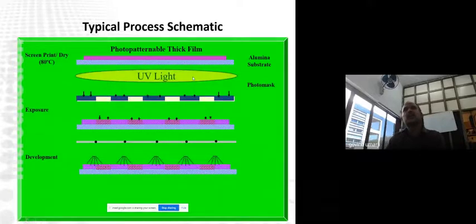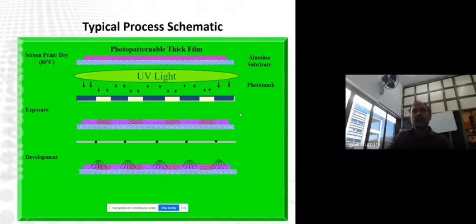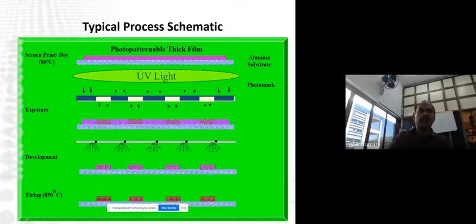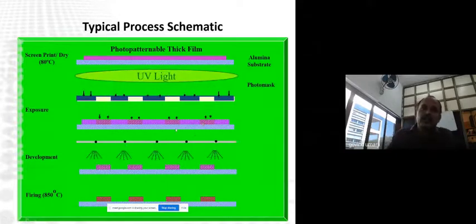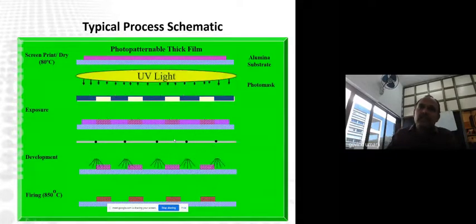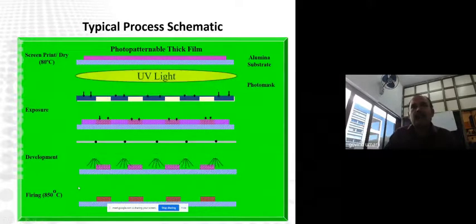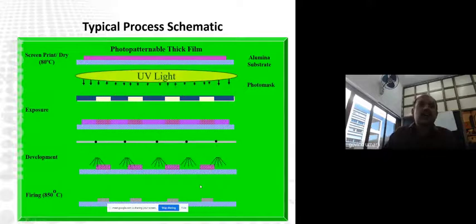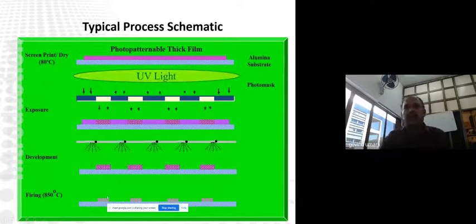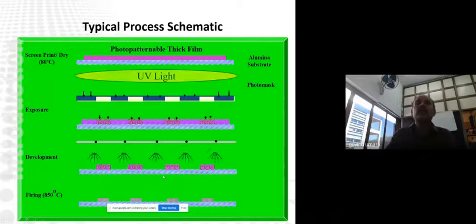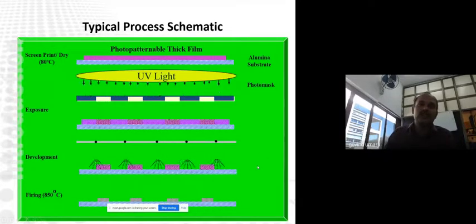Then it is exposed to UV light through a photo mask, where the exposed part gets cross-linked, and after that we use an aqueous developer to develop the unexposed part, which results in a selectively patterned structure, and then fire it in the standard thick film firing process. A conventional firing furnace is useful for this, so we don't require any special kind of firing furnace.